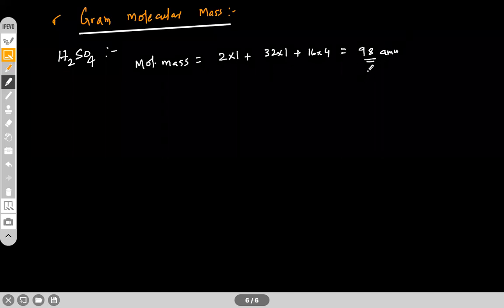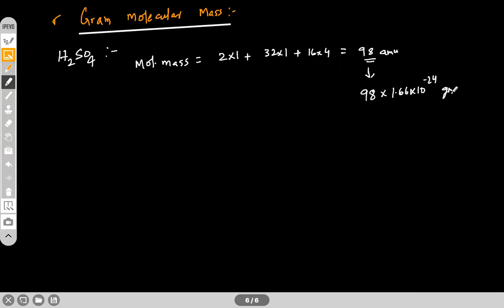Now again, if you convert this AMU into gram, which is the absolute mass of it, we'll have 98 into 1.66 into 10 to the power minus 24 gram, the absolute mass. So mass in gram, we call it the absolute mass. So this is the absolute mass of H2SO4.